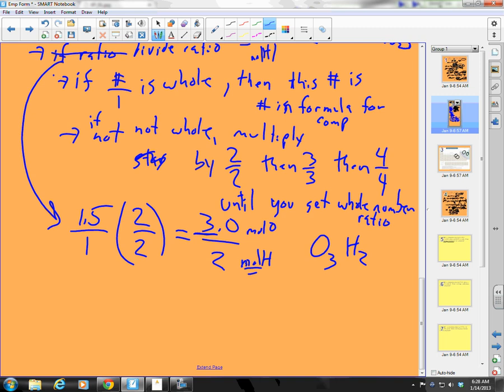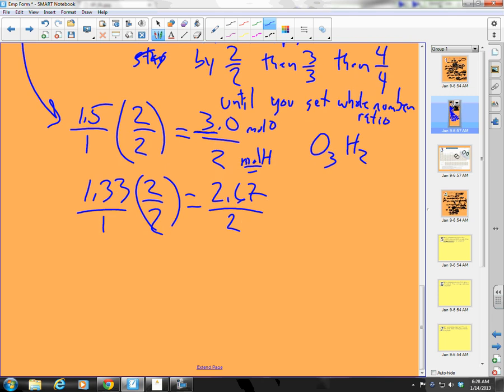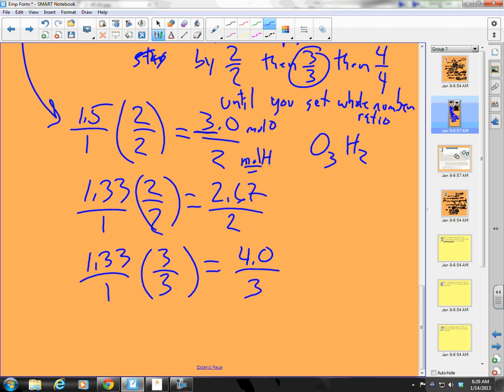Got it? What if I had a 1.33 to 1? Well, I'd multiply it by 2 over 2, and what do I get? Well, I get 2.67 over 2. Is that a whole number? No. So I'd have to multiply 1.33 over 1, not by 2 over 2, but by 3 over 3. What do I get? 4.0 over 3. Is that a whole number? Yes. And in that case, it would be O4H3, assuming this is moles of O to moles of H.